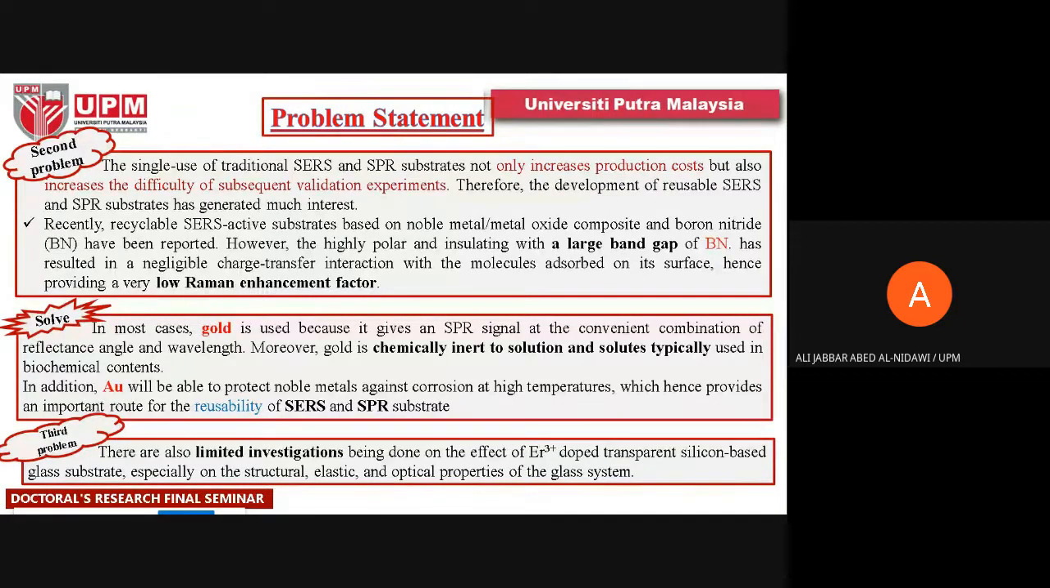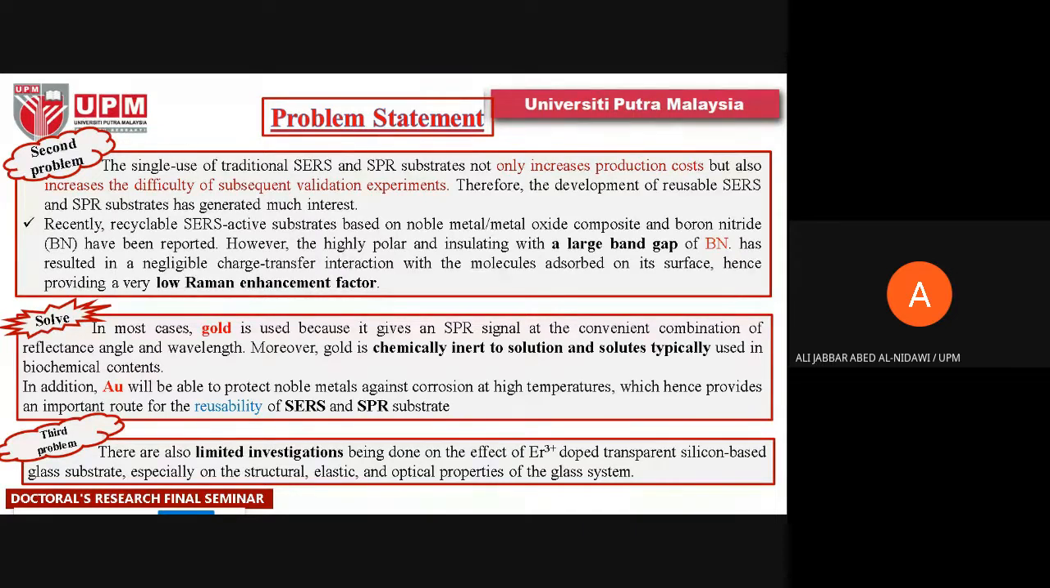So we are using gold because it gives a surface plasmon resonance signal at a convenient reflective angle and wavelength. Moreover, gold is chemically inert to solutions and solids typically used in biochemical contexts. In addition, gold is able to protect against corrosion at high temperature, which hence provides an important route for reusable surface enhanced Raman spectroscopy and surface plasmon resonance.